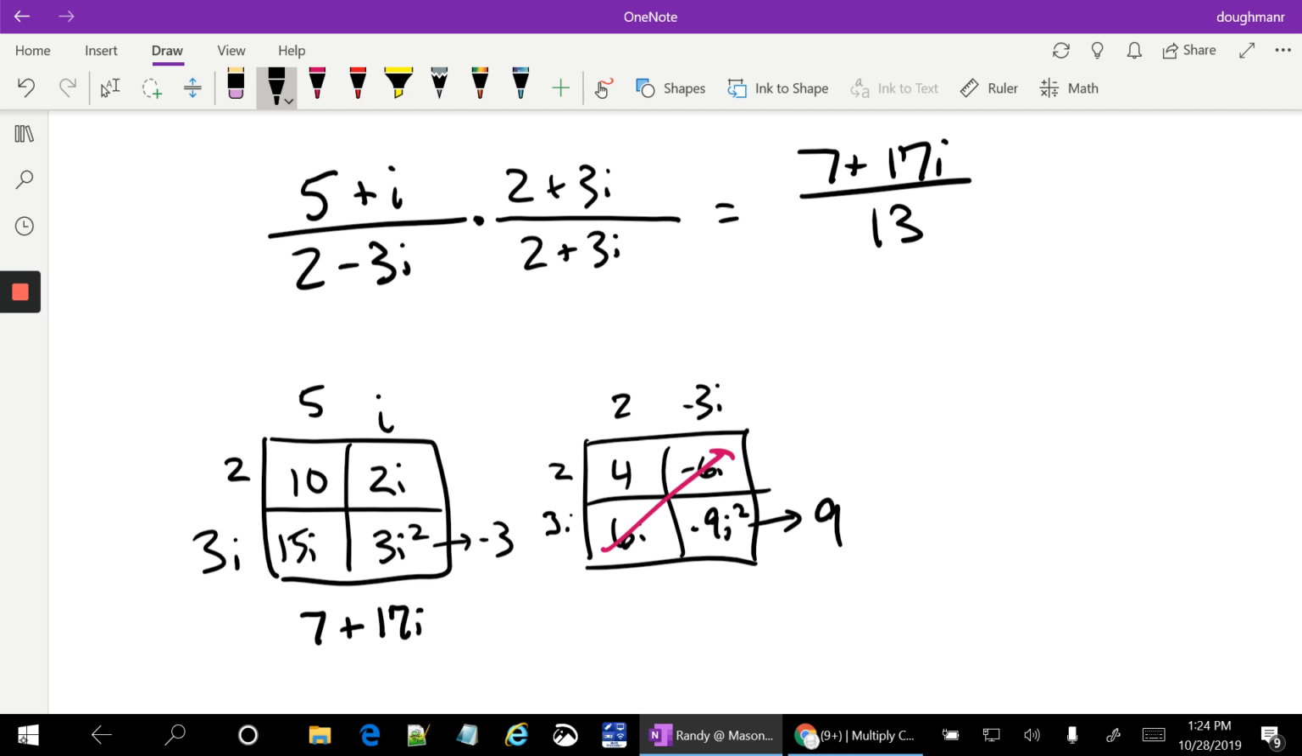I just want to break this into a real part, which is 7/13, plus an imaginary part, which is 17/13 i.